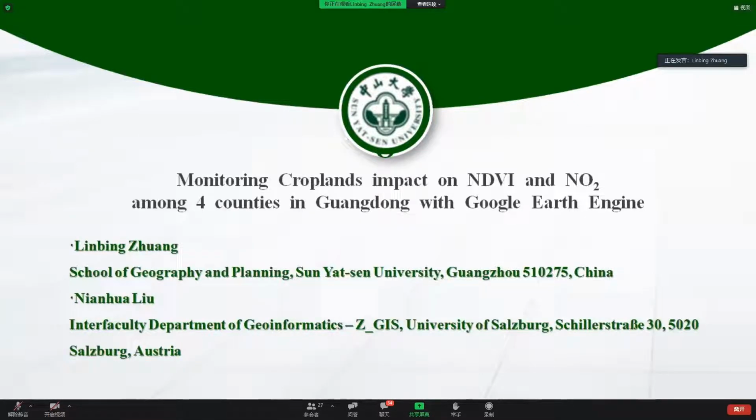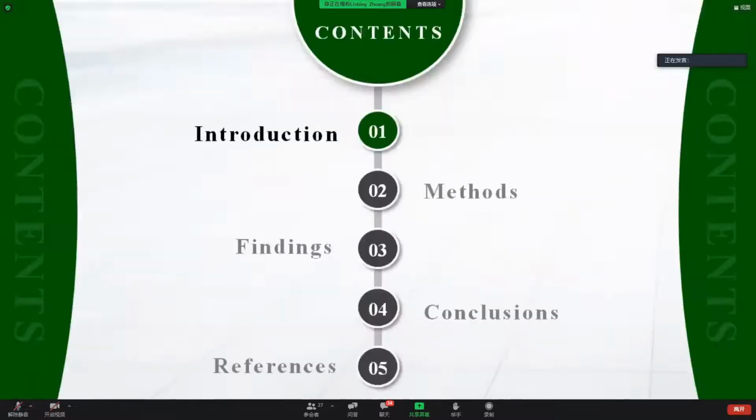Good afternoon, everyone. I'm Linbing Zhuang from Sun Yat-sen University, and I have another partner, Nianhua Liu. He's now studying in University of Salzburg in Austria. And our topic today is monitoring crop land impact on NDVI and nitrogen dioxide among four counties in Guangdong with Google Earth Engine. And Guangdong is one of the provinces in China.